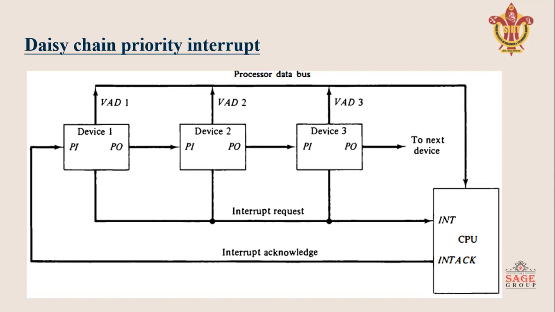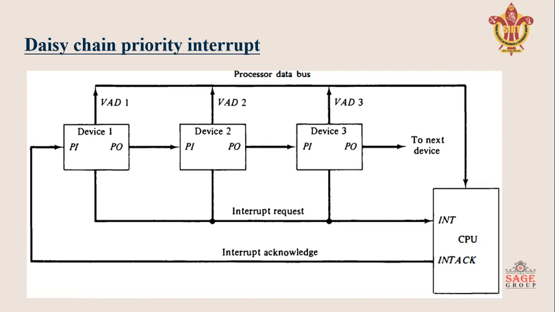VAD stands for vector address. Through this vector address, the data will be sent through this data bus. PI stands for priority in, and PO stands for priority out. Here, in this technique, what is happening? All the devices will send their data in parallel, and all the devices are connected in serial.